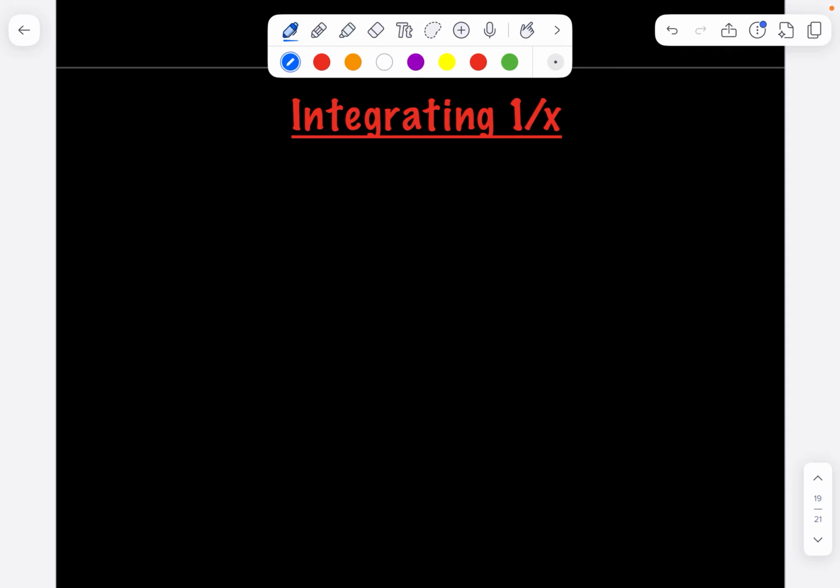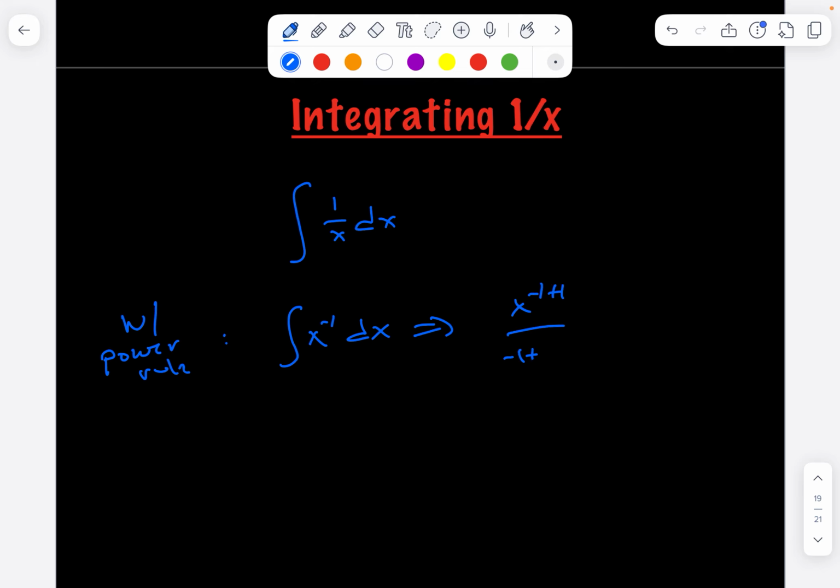There's one function that breaks our integration power rule, and that is the integral 1 over x dx. You cannot just simply use power rule on this, because if you were, then we would have to rewrite this as integral x to the minus 1 dx, and then if you were to apply power rule, this would be x to the minus 1 plus 1 over minus 1 plus 1 plus c, which is equivalent to x to the 0 over 0 plus c.